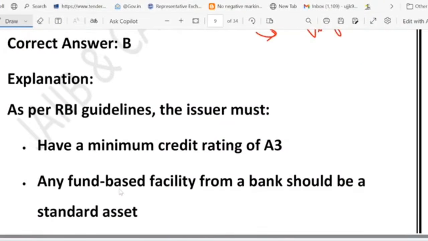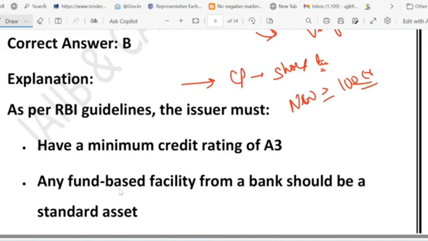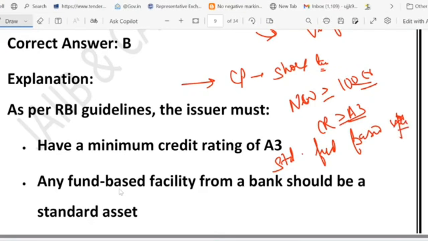So let's summarize the points. CP is a short-term borrowing tool for financially sound companies, and I told you the eligibility rules. The first is that net worth must be greater than or equal to 100 crore. Second, credit rating must be A3 or better. Third, it should have a standard bank fund-based facility. So remember, if a company wants to issue CP, it must be financially strong, not just big.